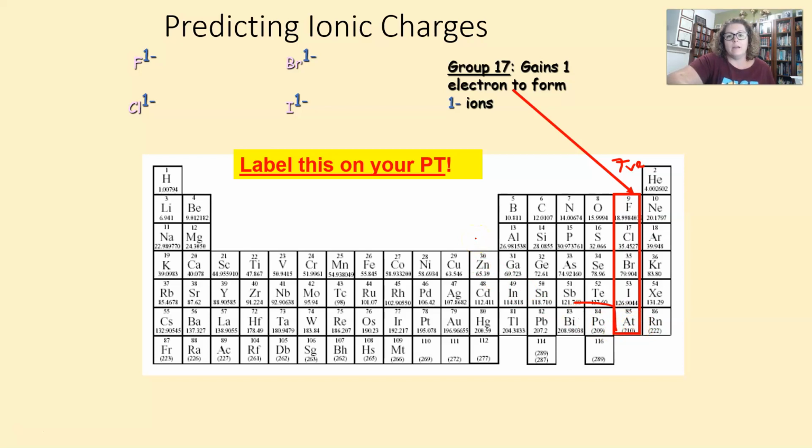So fluorine becomes fluoride. Be very careful with the spelling. You would probably be shocked at how many students spell fluoride as flouride, okay? It's U-O, not O-U, like flour that you bake with. Chlorine becomes chloride, and bromine becomes bromide, and iodine becomes iodide.